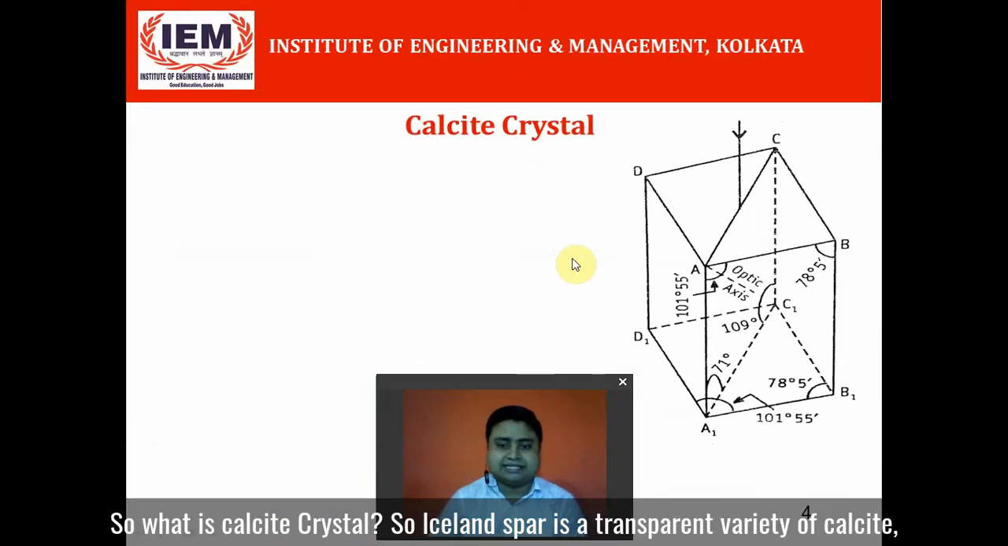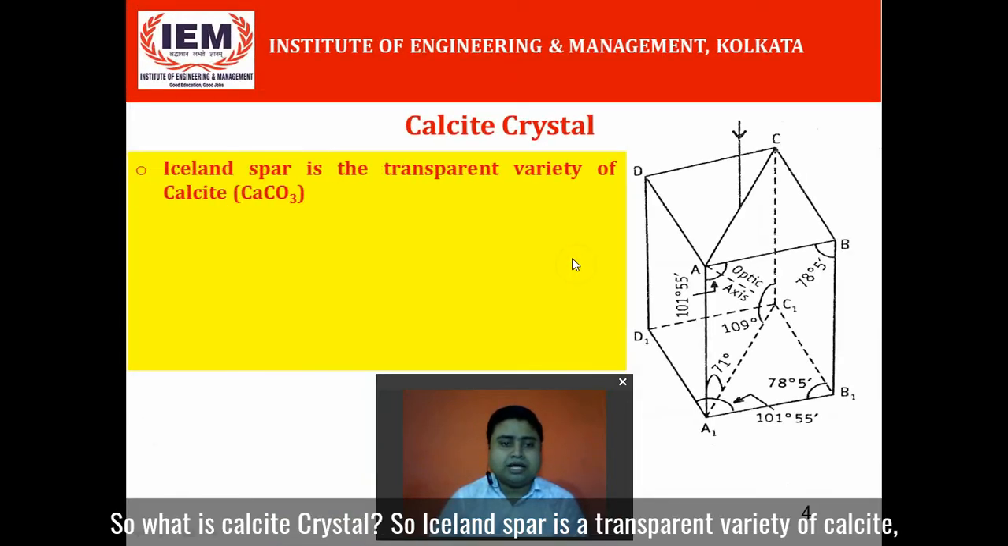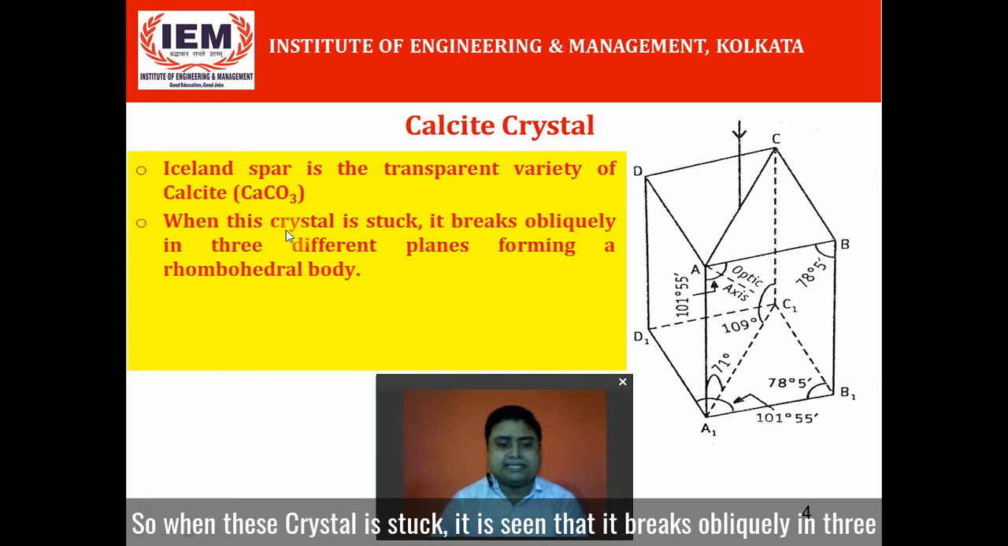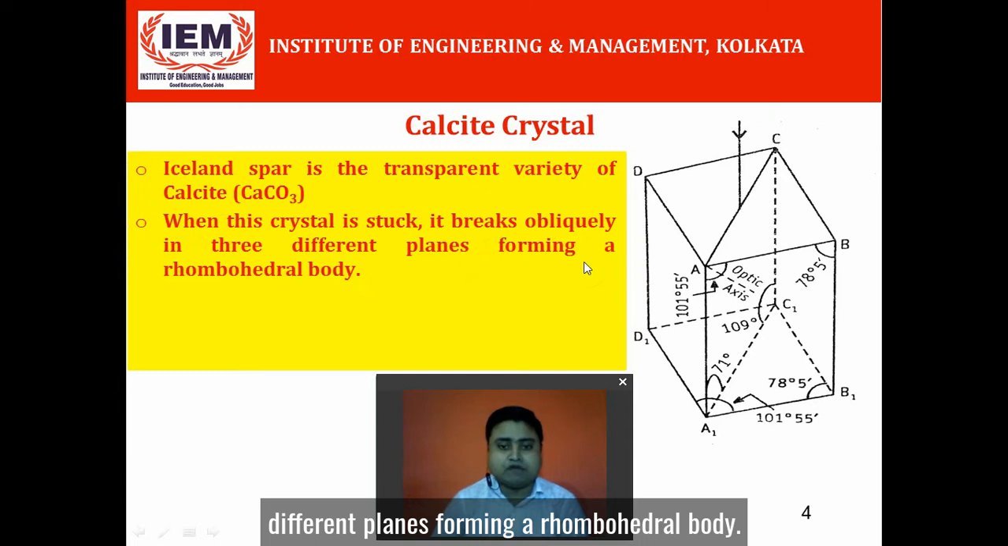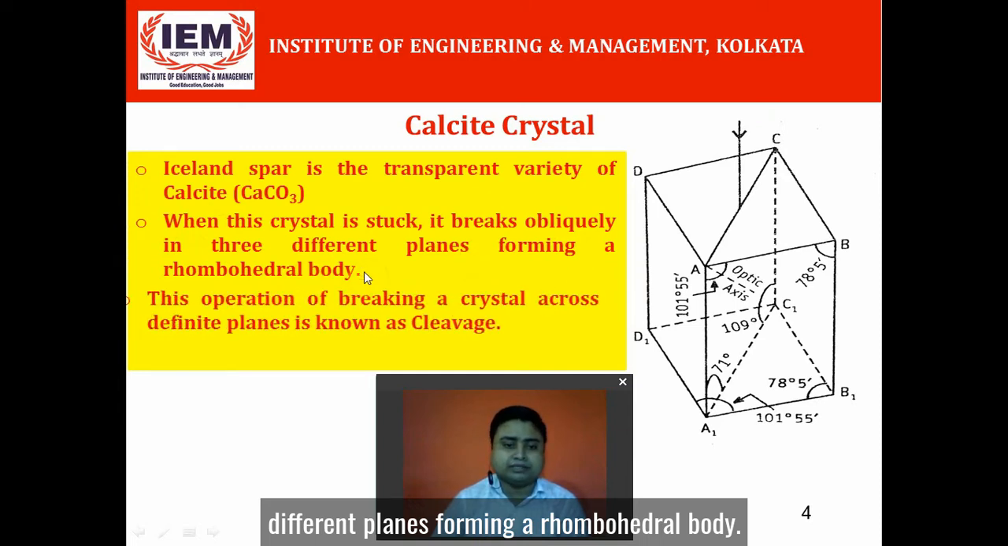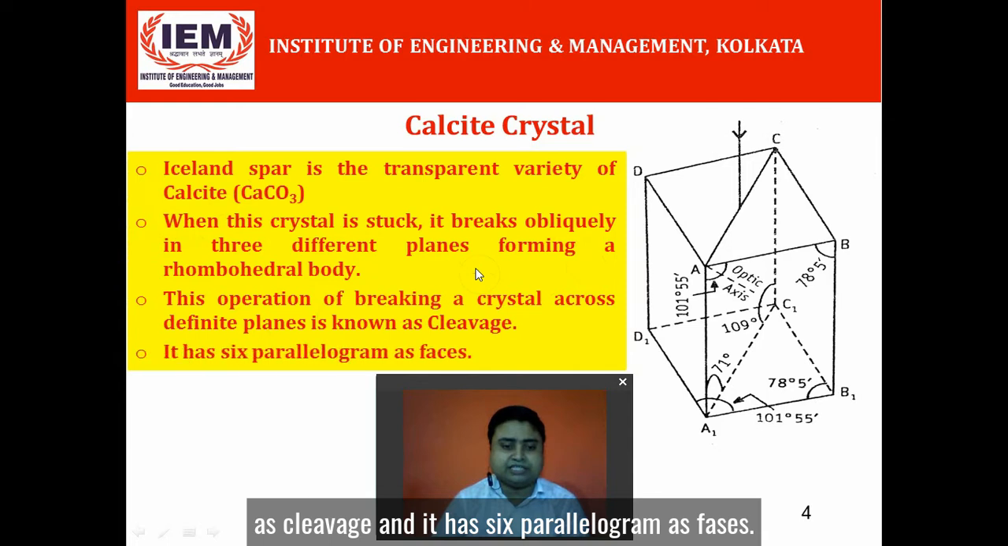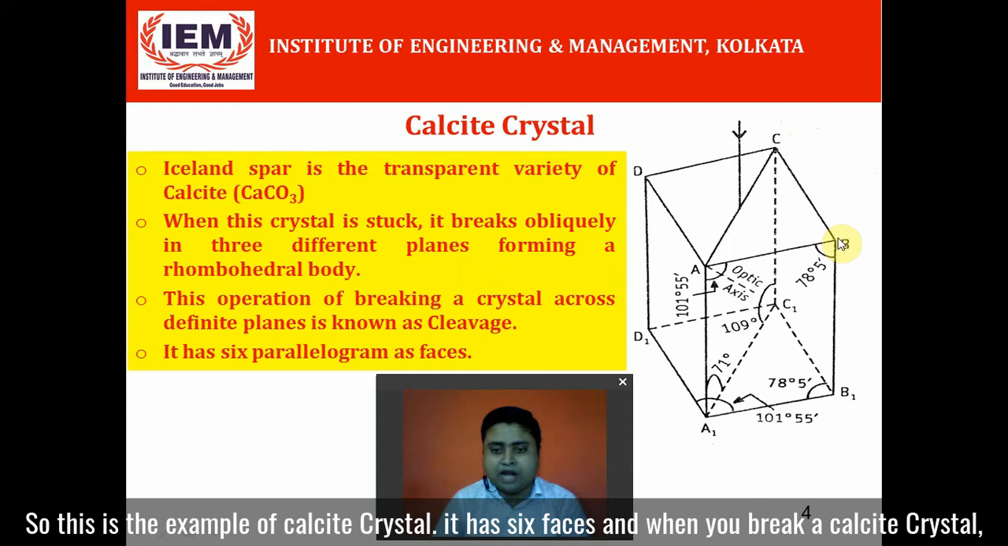So what is calcite crystal? Iceland spar is a transparent variety of calcite, which is CaCO3. So this is a special kind of calcite. When this crystal is struck, it is seen that it breaks obliquely in three different planes, forming a rhombohedral body. This operation of breaking a crystal across definite planes is known as cleavage, and it has 6 parallelograms as faces. So this is the example of calcite crystal.